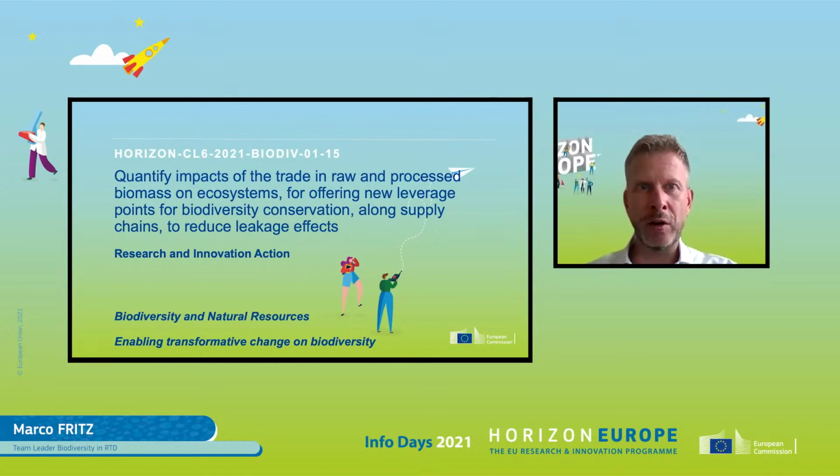I will now go into more detail for the topic which is called Quantify Impacts of the Trade in Raw and Processed Biomass on Ecosystems, for offering new leverage points for biodiversity conservation along supply chains to reduce leakage effects. The number of this topic on transformative change is Horizon CL6 2021 Biodiv 0115. This topic is a research and innovation action with a budget of 10 million euro. We expect to fund 3 projects on this topic.